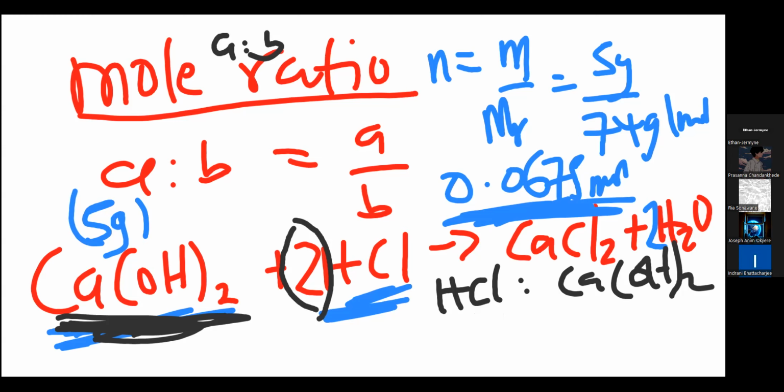HCl comes first. So 2 is to calcium hydroxide, the balance.